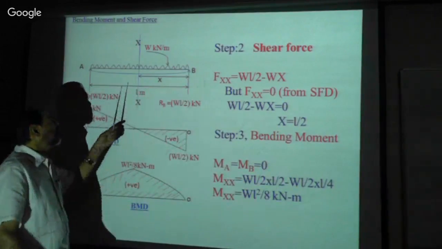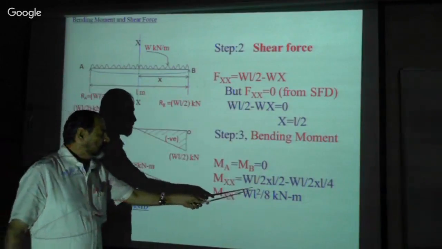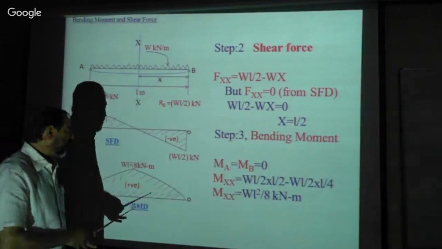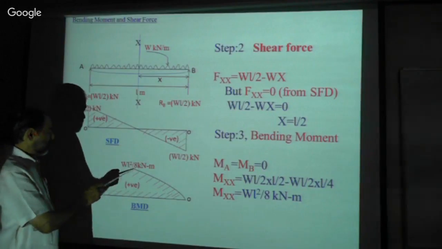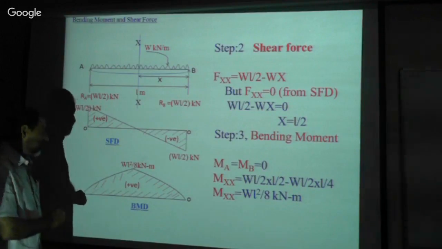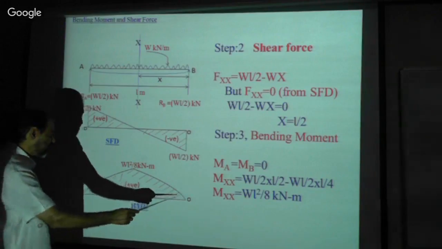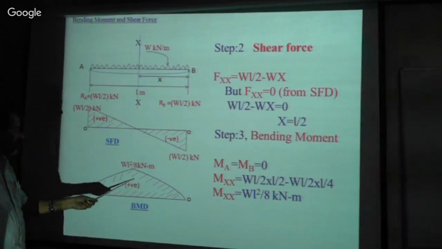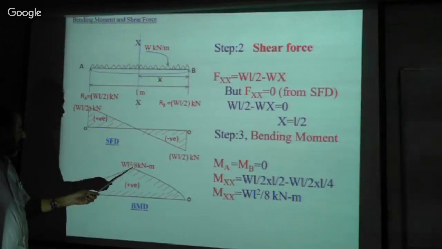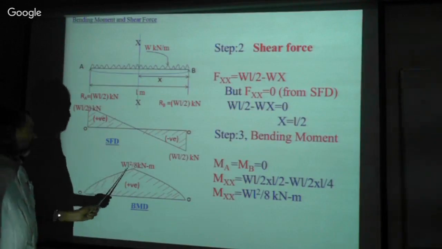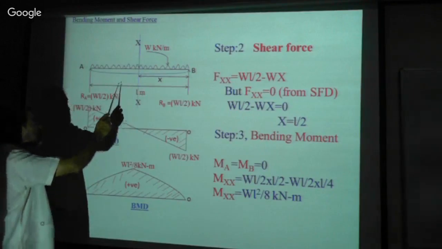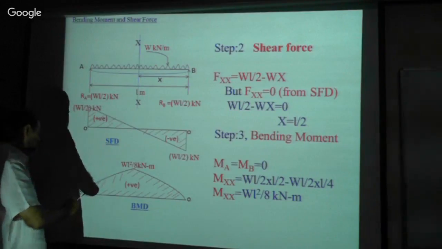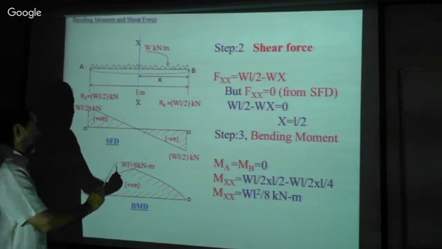Now after calculating and simplifying this, we will get WL square by 8. That is the maximum bending moment. Therefore, you just measure this from the reference to plot the bending moment diagram. You measure this distance WL square by 8 and complete this diagram. Now this is UDL. When it is UDL, below the UDL, the bending moment is a parabolic line.